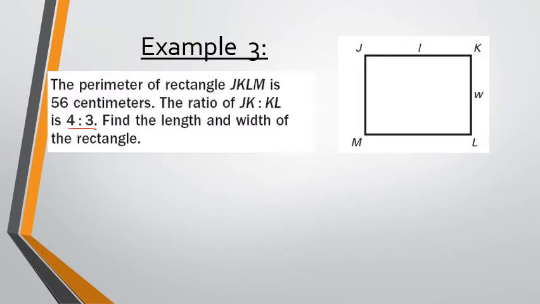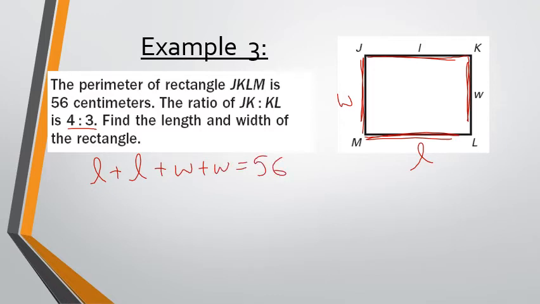Okay, now we're going to kind of up the difficulty of these questions. The perimeter of rectangle JKLM is 56 centimeters. That means when I take both lengths, the top and bottom, they're both L's, and both widths, the left and the right, which are W, when I take L plus L plus W plus W, I'm going to get 56. Or another way to write this is 2L plus 2W equals 56 because I combine like terms.